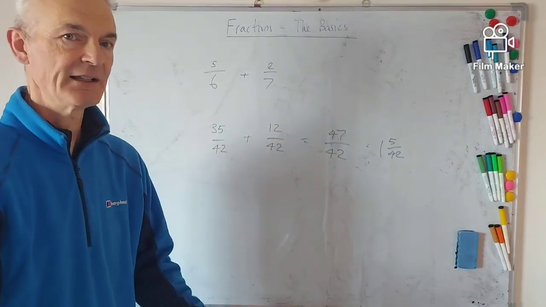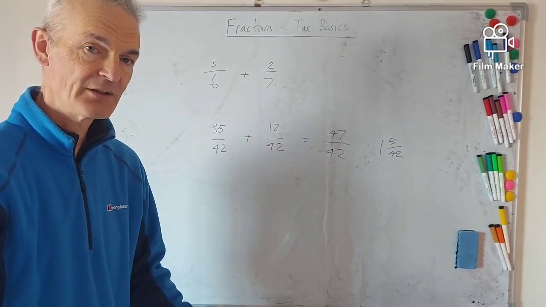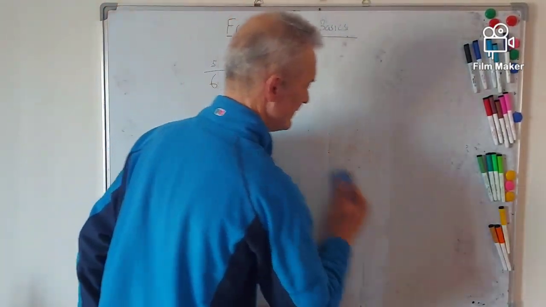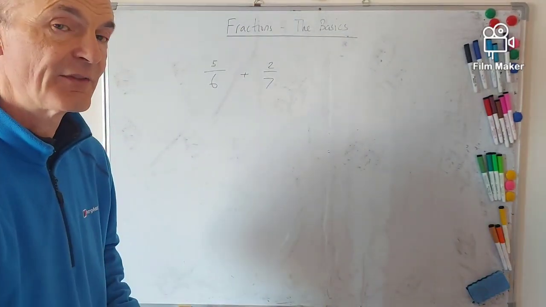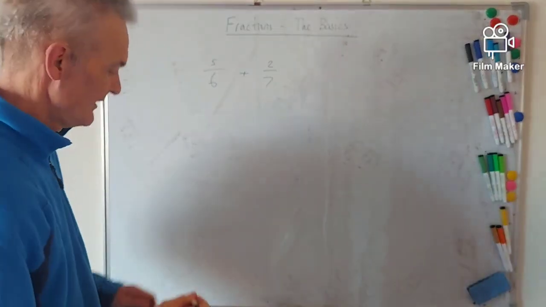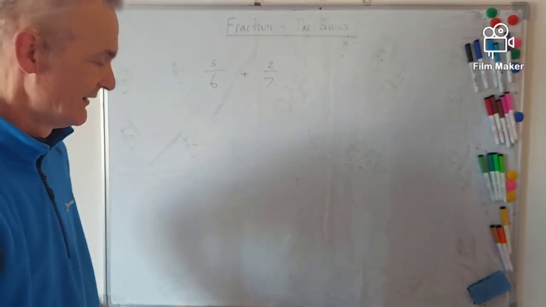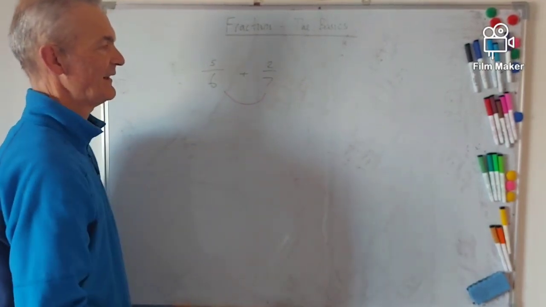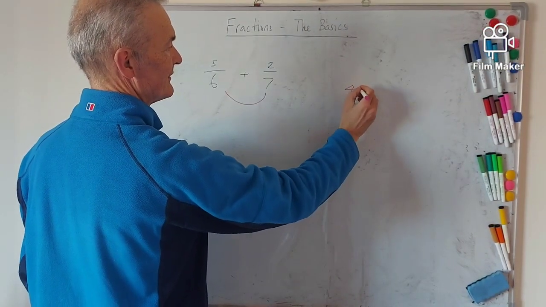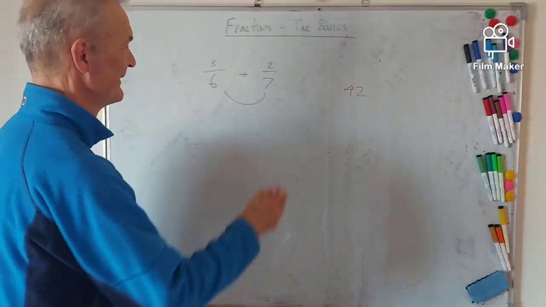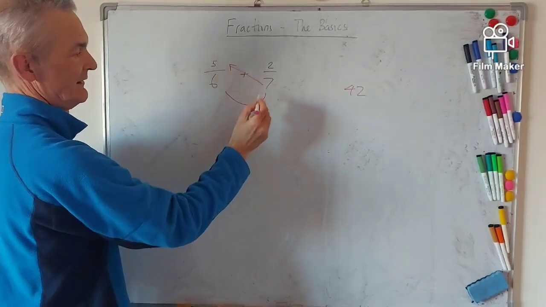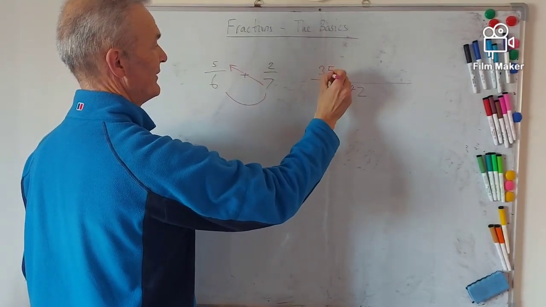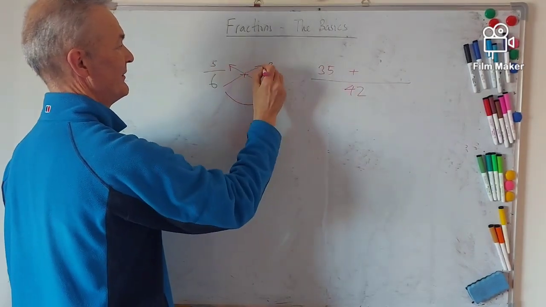Now there's a slightly different way of looking at this, which I'll show you. You may prefer this. Quite often, I've heard it referred to as the smiley face method. So what you would do with this is multiply these two together to give 42, and then times these two together to give 35, put a plus because we're adding, and then times those two together.